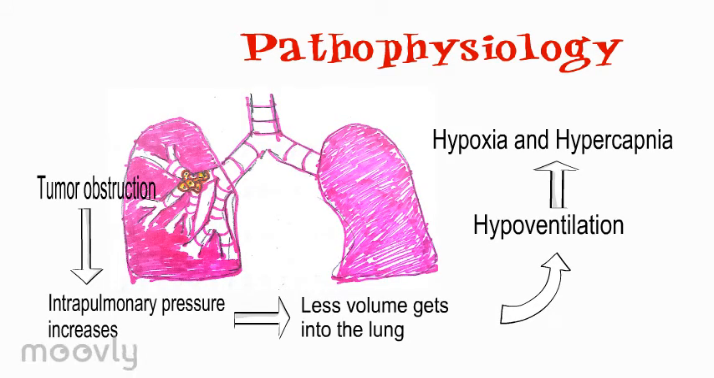The tumor alters pulmonary ventilation because the mass causes airway obstruction. This obstruction increases the intrapulmonary pressure, which means that in order to breathe in, the respiratory muscles need to work harder to create a pressure difference between inside the lung and the atmosphere. Thus, due to the increased intrapulmonary pressure, the volume of air that enters during the inspiration phase is smaller, which leads to hypoventilation, hypoxia, and hypercapnia.